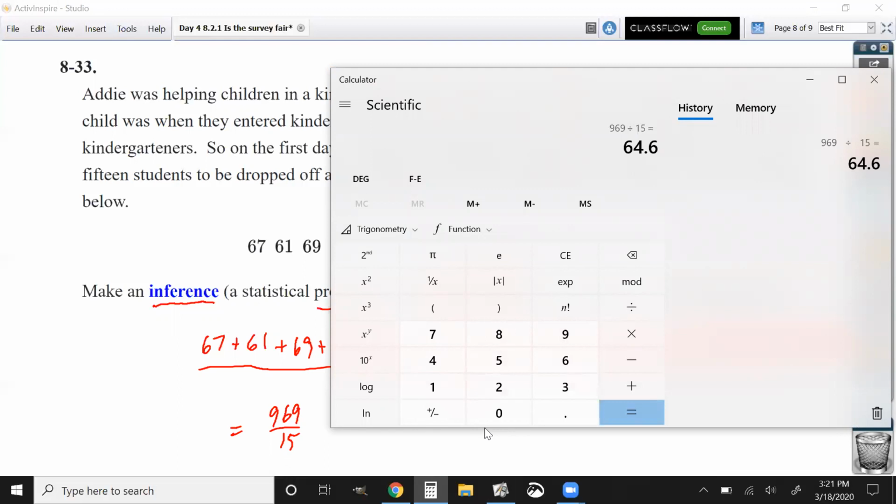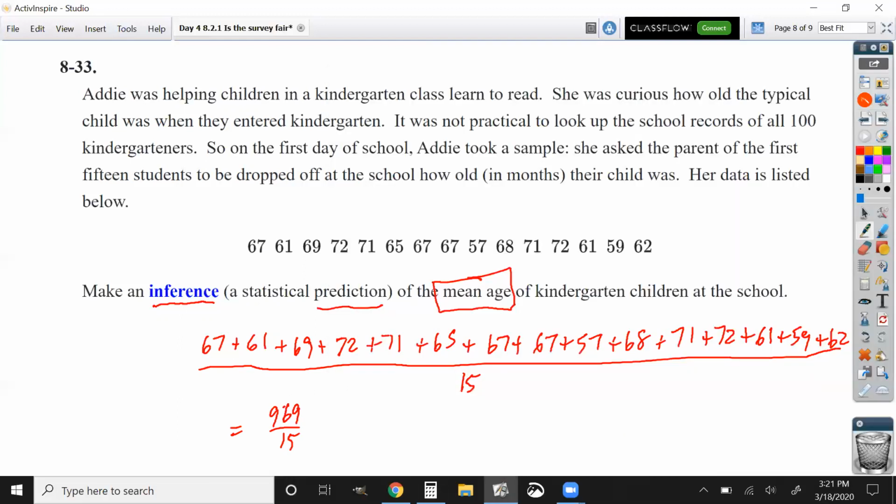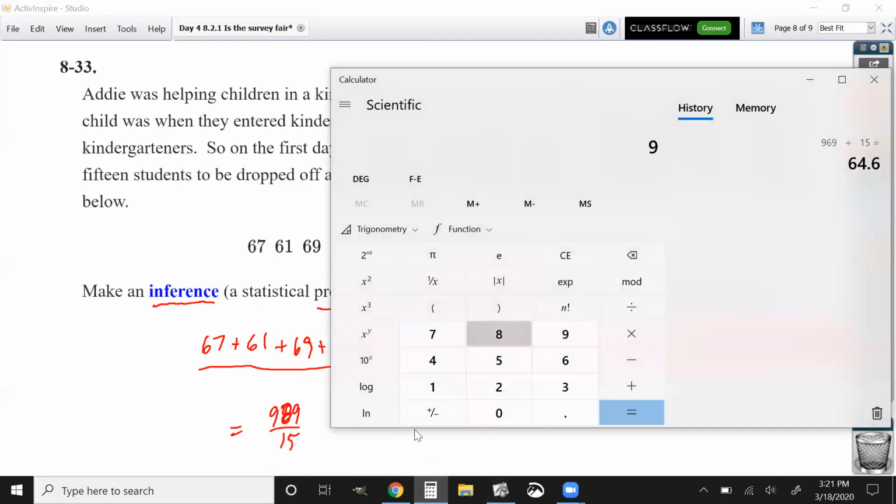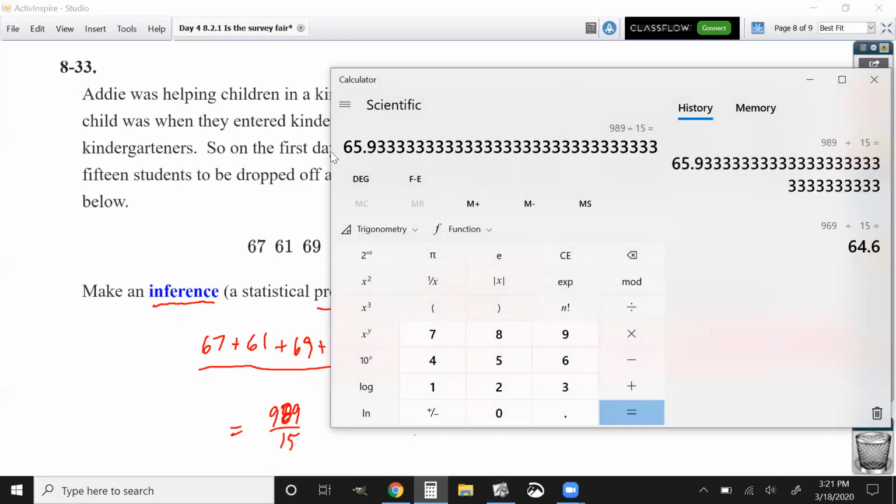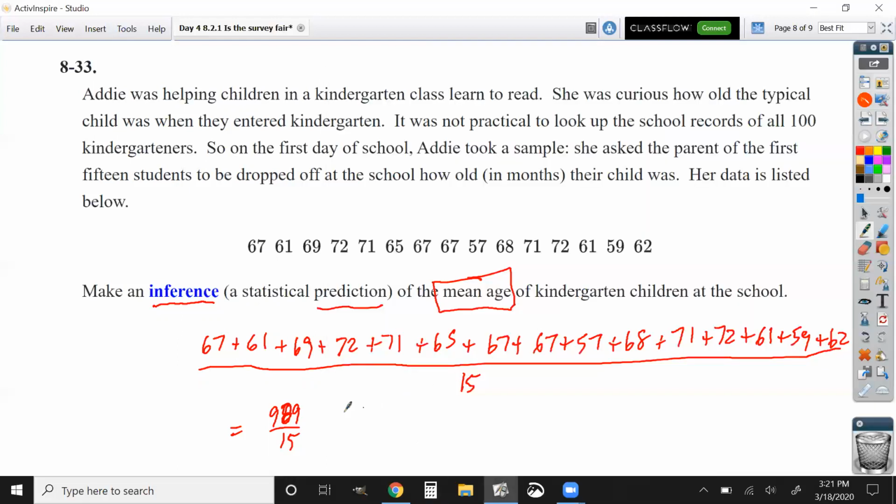Let me just double check my number here because that doesn't seem right. Oh, it's 989. I have my addition wrong. 989. Please fix that. All right, let's try that again. 989 divided by 15. I get 65.9-ish. So let's call this about 65.9 months. So that's the mean. Okay. Not an easy lesson.